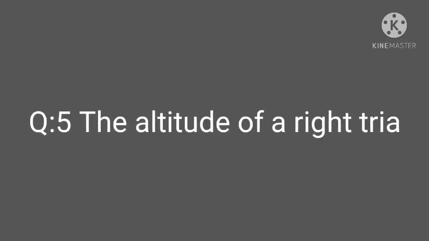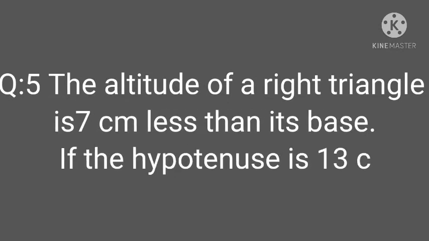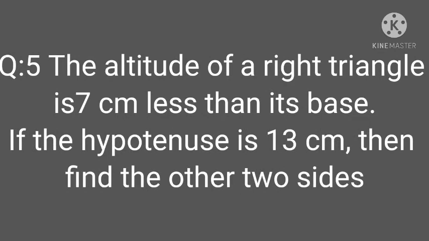Next question, question number 5. The altitude of a right triangle is 7 centimeter less than its base. If the hypotenuse is 13 centimeter, find the other two sides.